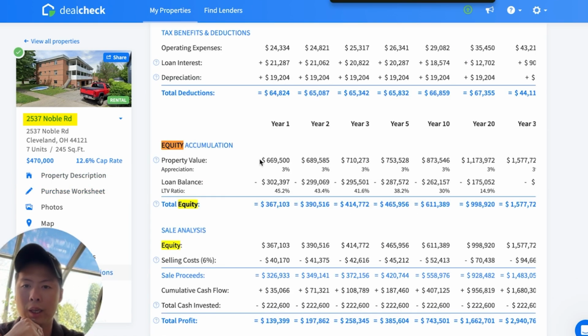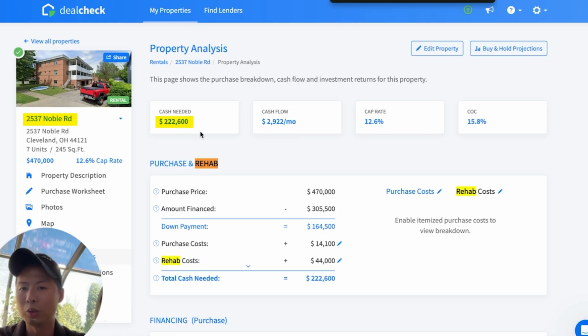The second thing would be equity accumulation. When I'm looking at this, I want to know exactly how much I could grow this portfolio from the amount of money I need to put in, and how much more equity I can actually build from the first year to maybe year 3. Just have a quick look at this one. Cash needed is 222K because when we're doing the 35% down payment, the down payment is going to be 164K, plus the rehab cost that we budget for this building, 44K.